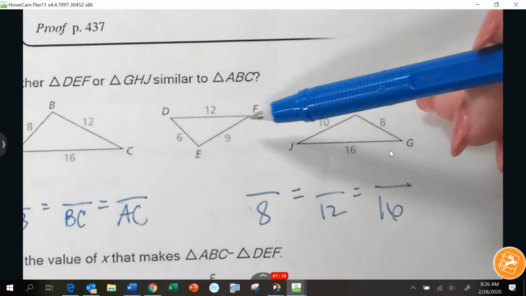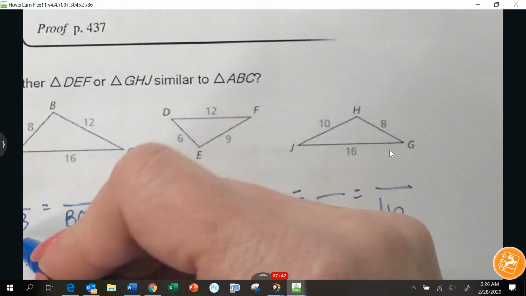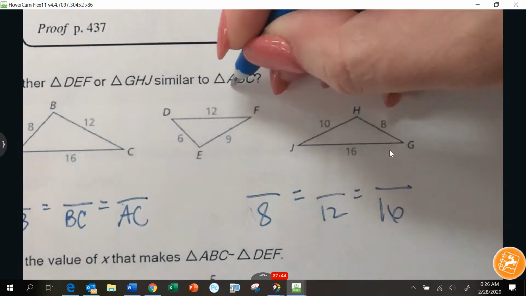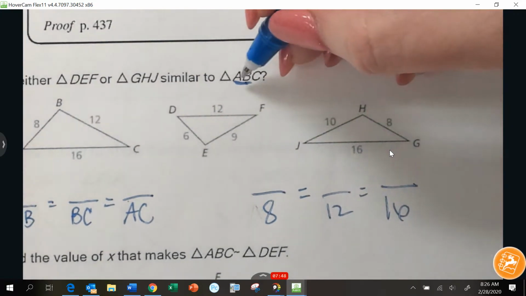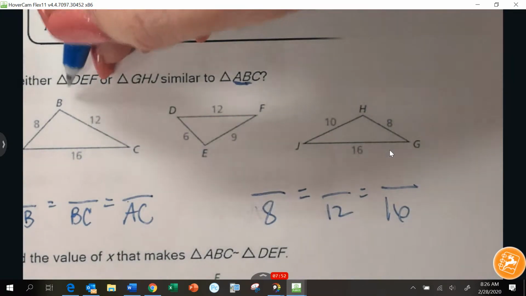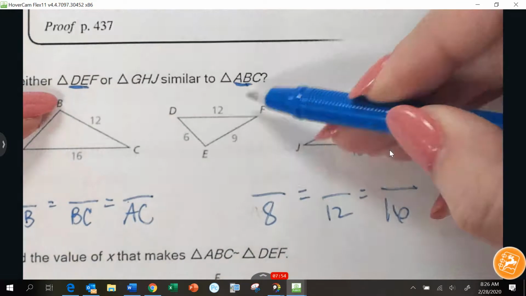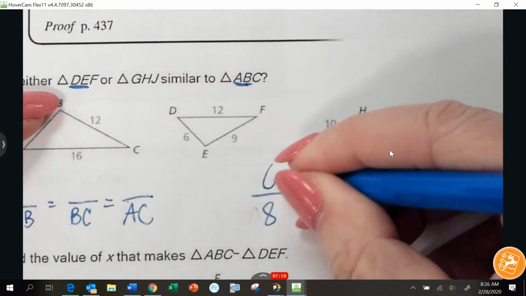Okay. So now we have to figure out what is going to correspond to AB. So I'm going to look here. AB, in the directions, are the first two letters. So if we're doing DEF, what should correspond to AB? It should be DE. They're in the same order. So let's see, DE is 6. Let me put that on top.